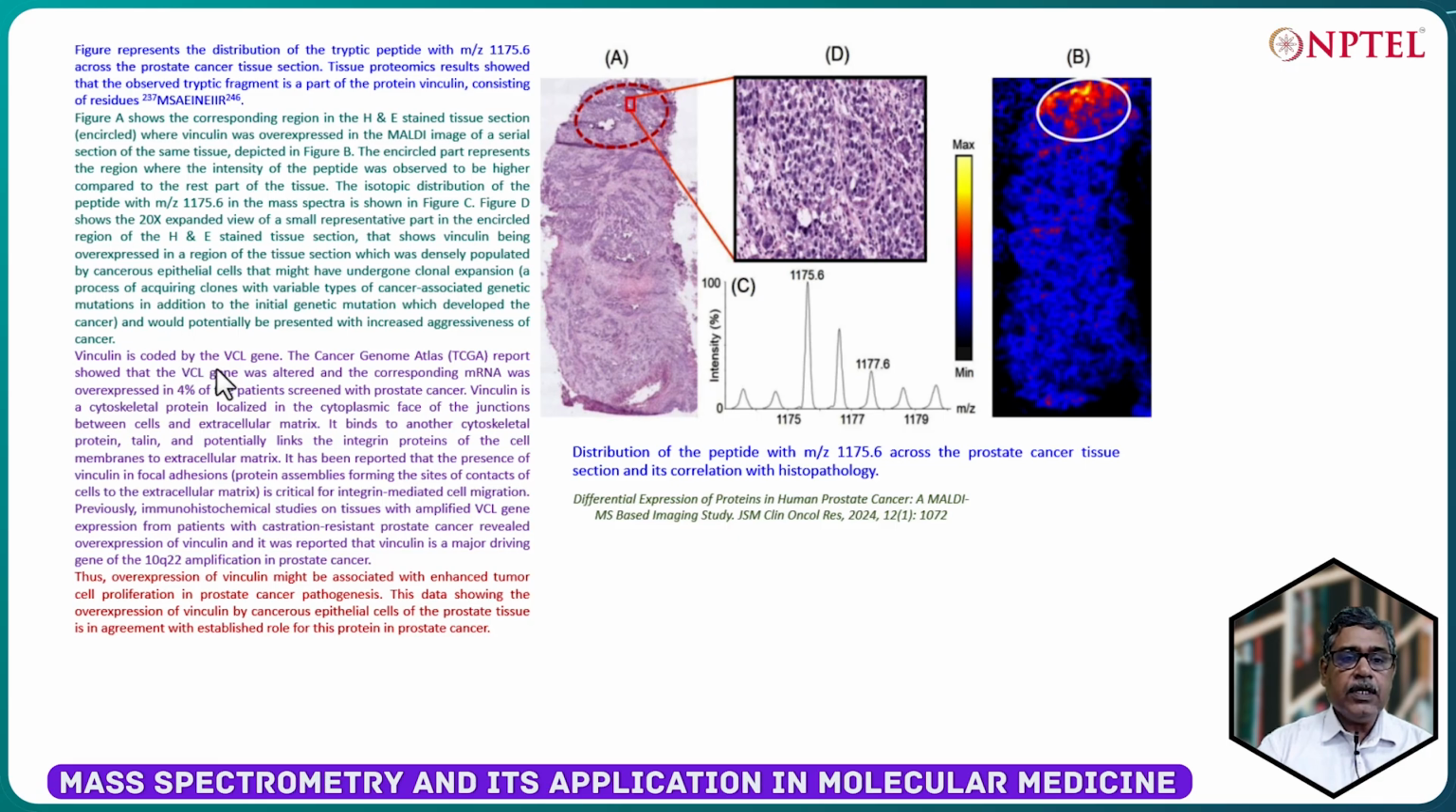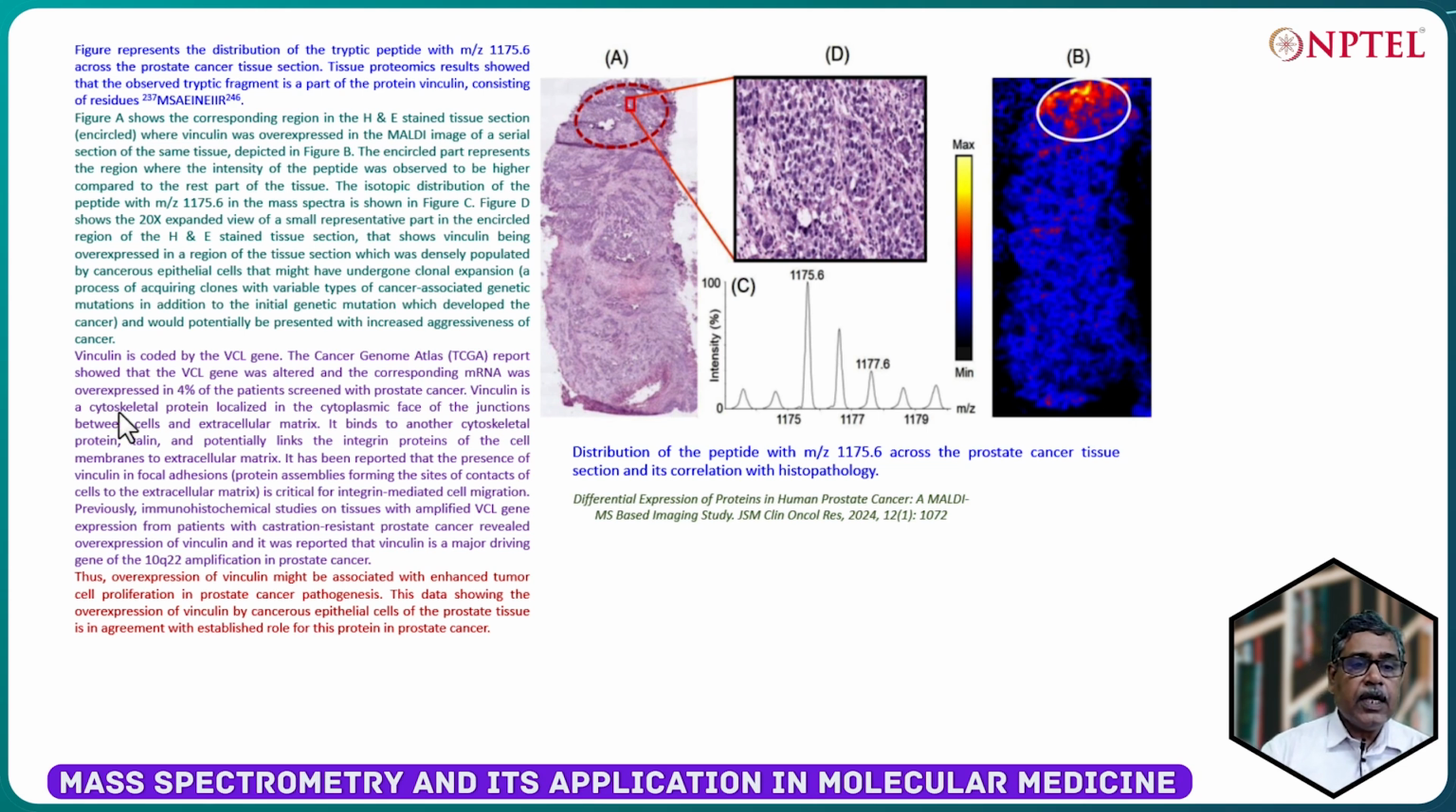Now, vinculin is coded by the VCL gene. The Cancer Genome Atlas, TCGA, reports show that the gene VCL was altered and the corresponding mRNA was overexpressed in 4% of the patients screened for prostate cancer. So, that is from a different study.